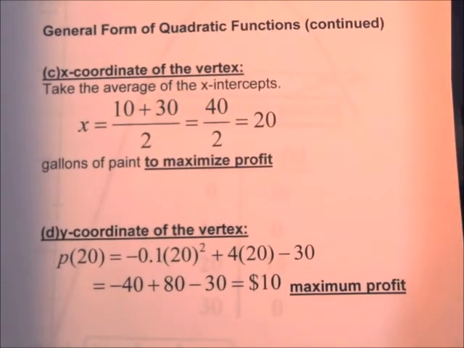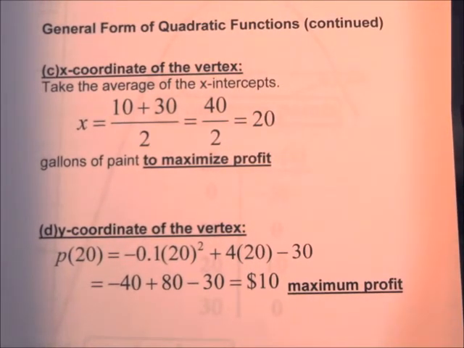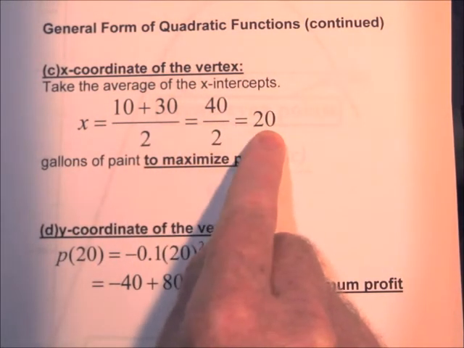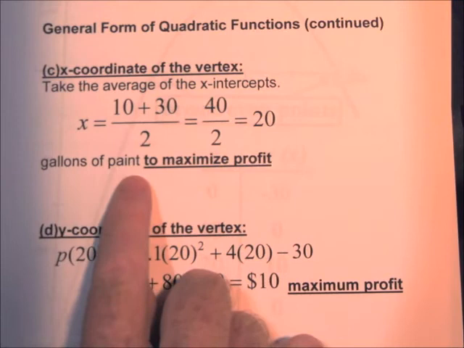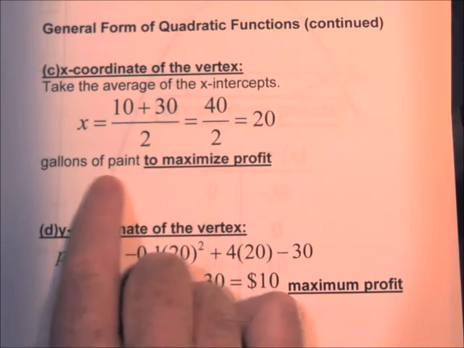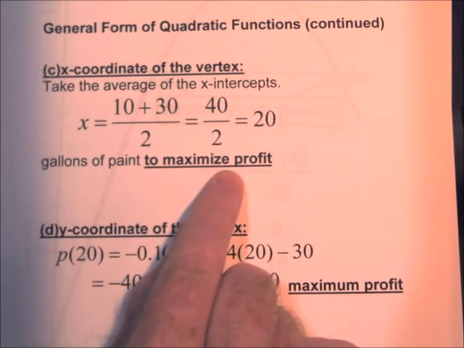Okay, so for the x-coordinate of the vertex, you take the average of the two x-intercepts. 10 plus 30 is 40. 40 divided by 2 is 20. So it's 20 gallons of paint. And that actually represents the number of gallons of paint to maximize the profit.